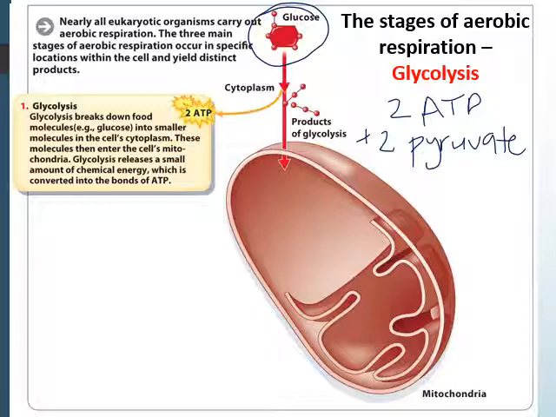Keep in mind, we need a lot of ATP. So this isn't a huge producer of ATP, but it's getting the whole thing started. Okay, so these 2 pyruvate, the products of glycolysis, now are going to find their way to the mitochondria.